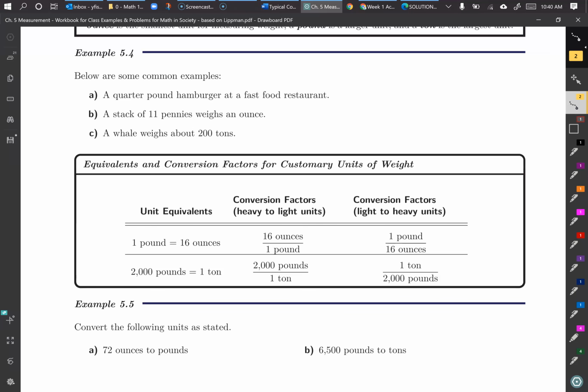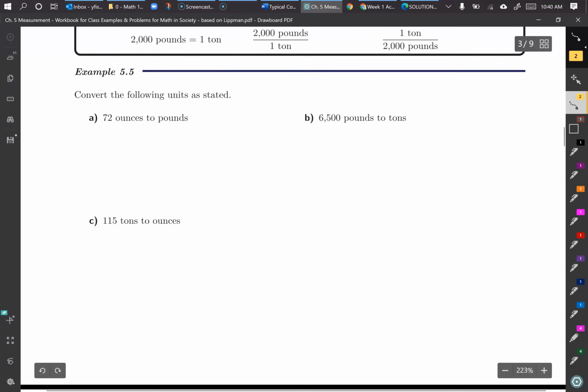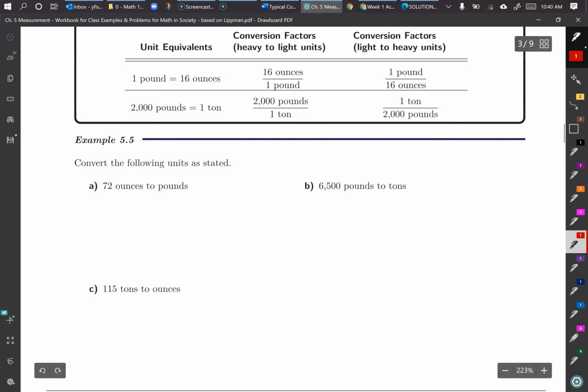With measurement, it's the same idea, same process. It's just different equivalencies. 2,000 pounds equals 1 ton. That's another common one. So we're just going to go through the problems here, and you can pause. You could probably do some of these just on your own and get the problems completed. However, I do want you to try using the dimensional analysis approach. So let me have that show.